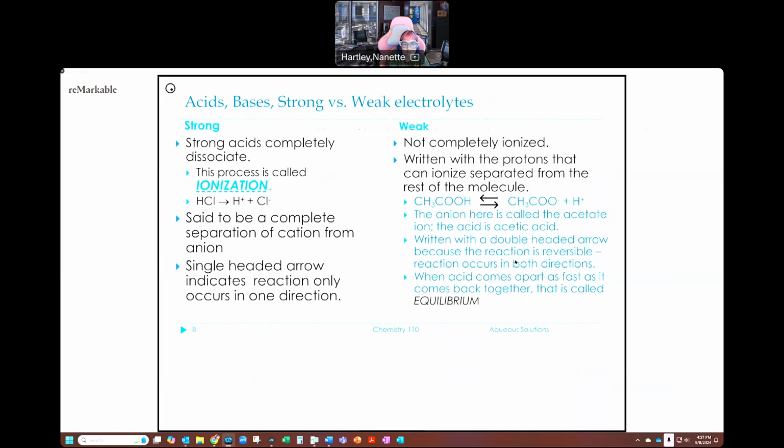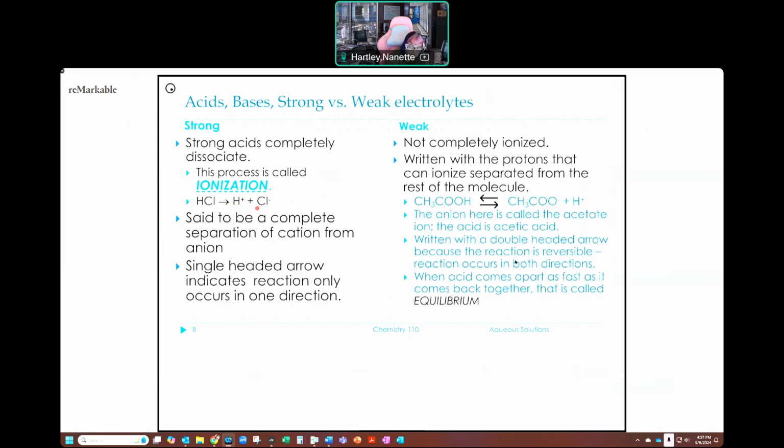All right. Now, acids, bases, and strong versus weak electrolytes. Now, when we talk about strong electrolytes, strong acids completely dissociate. This process is called ionization. So HCl, which is one of the most common things for us to talk about, completely comes apart. We draw this arrow. This arrow is in one direction only. It only goes this direction. So HCl goes into water and it becomes H plus and Cl minus.